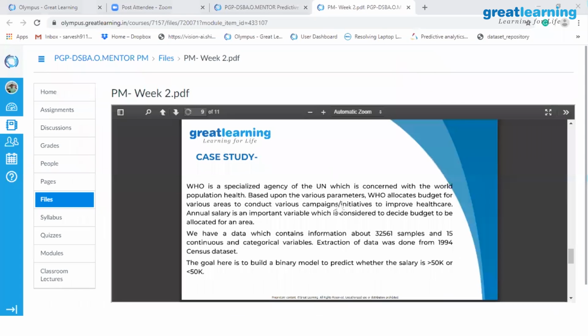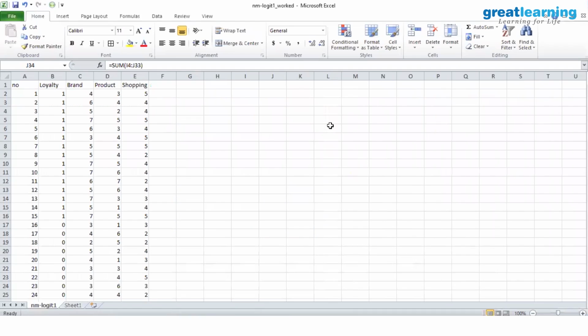Before that, I want to show you one famous use case. This is taken from a very special book. So the loyalty of a customer is the dependent variable here. The loyalty depends on what? The brand, product, and shopping. Out of these three variables, which is going to predict whether the customer is loyal or not loyal?